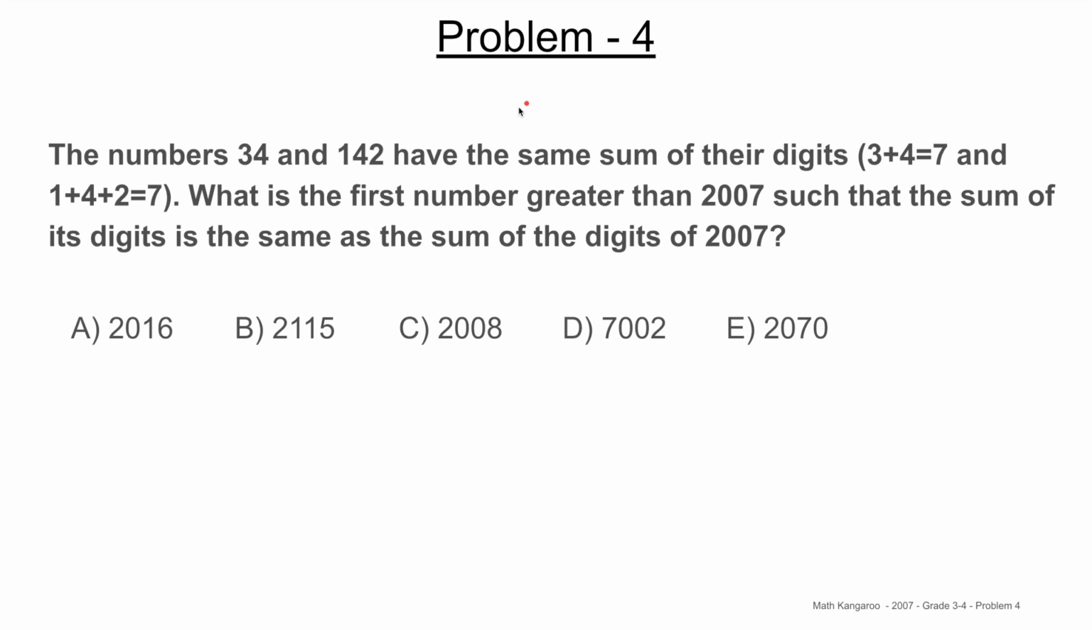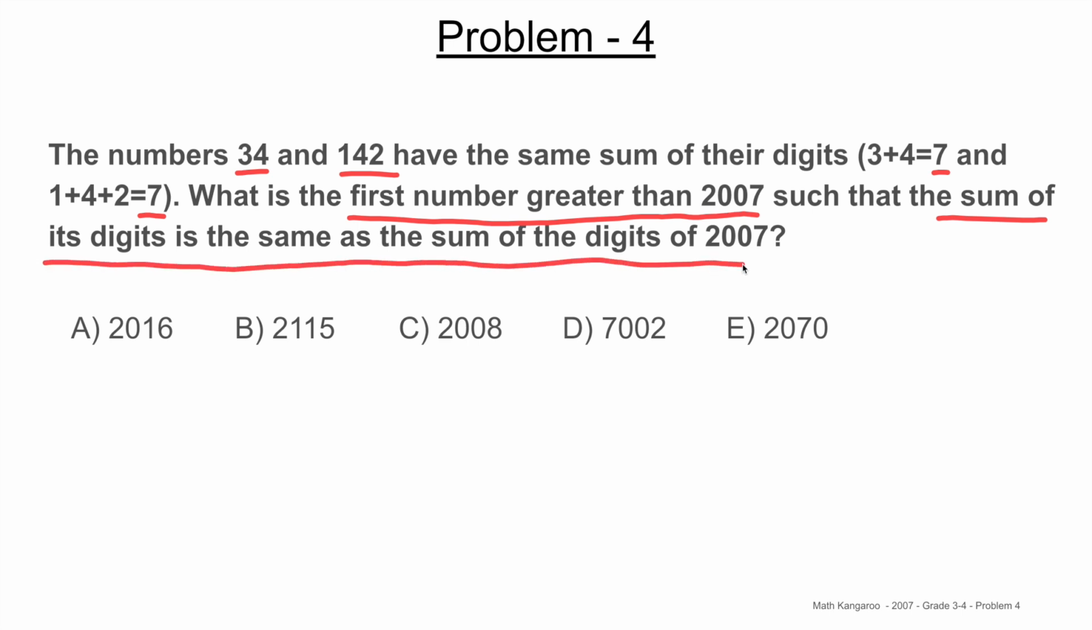Problem 4. The numbers 34 and 142 have the same sum of the digits: 3 plus 4 equals 7, and 1 plus 4 plus 2 is equal to 7. What is the first number greater than 2007 such that the sum of its digits is the same as the sum of the digits of 2007?